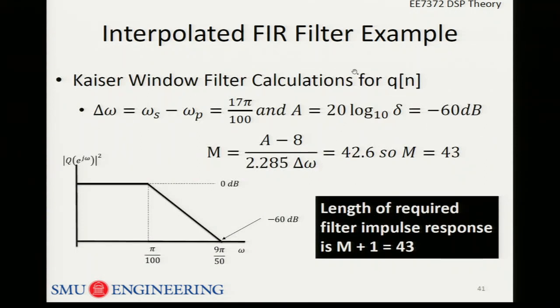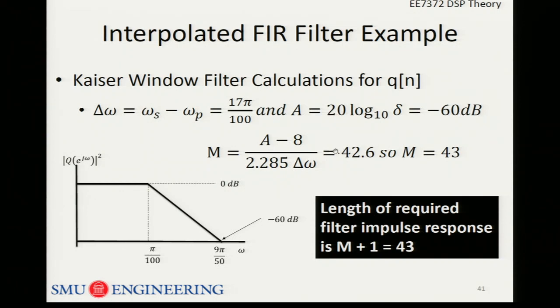So now back to the Kaiser window filter calculations, but for Q of n. Down here I've drawn the Q of n we want. We still want a passband of pi over 100, but now we want 9 pi over 50. Why? Because that's the first image of that weird interpolated filter, P of n. So by putting this in here, we get a transition of 17 pi over 100.